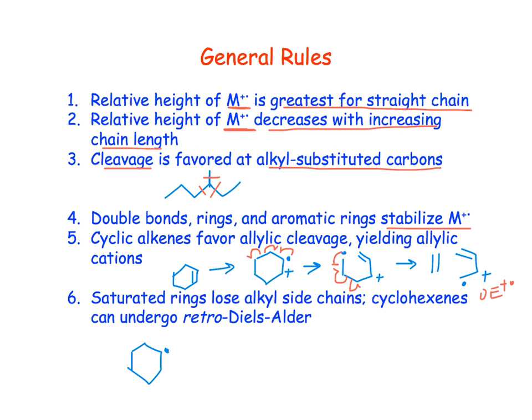So if we ionize like this, let's say that we're going again from this down to here, I think we can push electrons all the way around this way, like that, and like that. And what we end up with, if we follow all those arrows, is that we've cleaved this bond and this bond, and we end up with an alkene here.